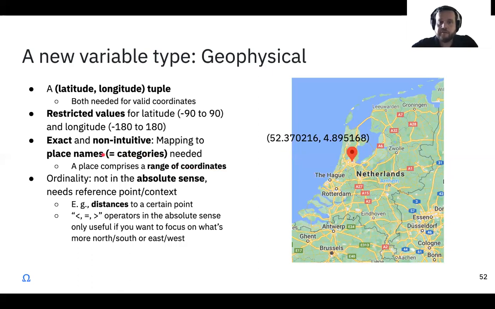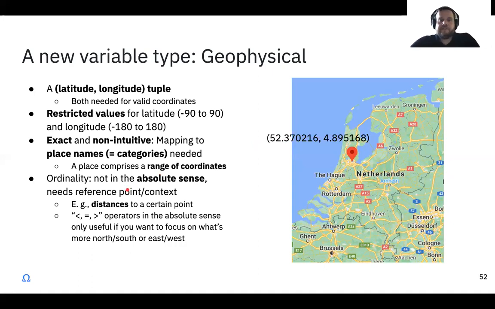So we need mapping to place names, and place names are categoricals, for it to actually make any sense for our reader, for our user. And unsurprisingly, a place will comprise a range of coordinates. So this is a coordinate in Amsterdam, but it doesn't mean that Amsterdam equals this exact coordinate, because you should be able to slide on it. So it's a range, right? You can fit Amsterdam in a rectangle or in a 2D shape on the map. So you will have more of these coordinates.